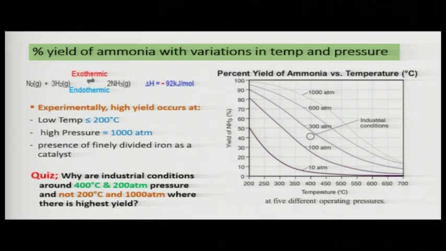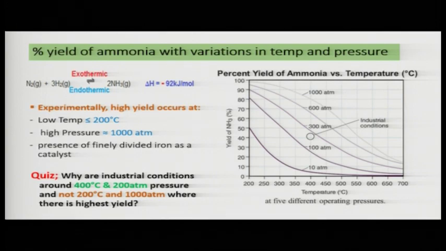Why are industrial conditions around 400 degrees Celsius and 200 atmospheres pressure and not these conditions where we have the highest yield? Why do they opt for these conditions with lower yield and not at conditions that can give us the highest yield?